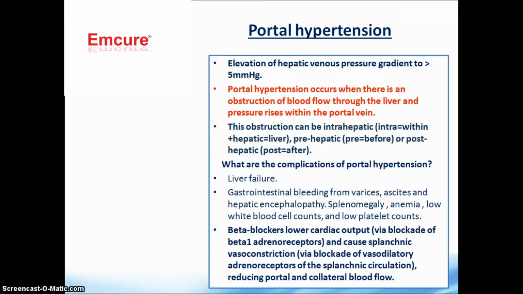What is the role of beta blockers here? Beta blockers lower the cardiac output via the blockade of beta 1 receptors, and cause splanchnic vasoconstriction, which means they cause constriction of the vessels which supply your abdomen, and this will reduce the portal and the collateral blood flow. Once the portal blood flow and the collateral blood flow are reduced, it causes a reduction in your pressures. So this is an important medication for treating portal hypertension.